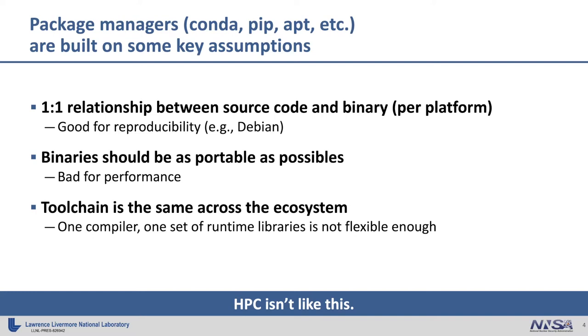And there's also an assumption that the tool chain is the same across the ecosystem. So in most of these systems that have looked at reproducible builds, there's one compiler and one set of runtime libraries on the system. And they assume that that's what you need, and that's what you're going to build with. But it's not flexible enough for HPC, where we want to do experiments.